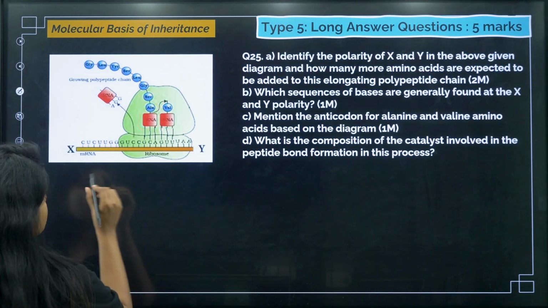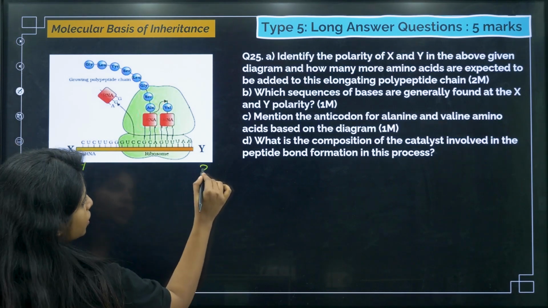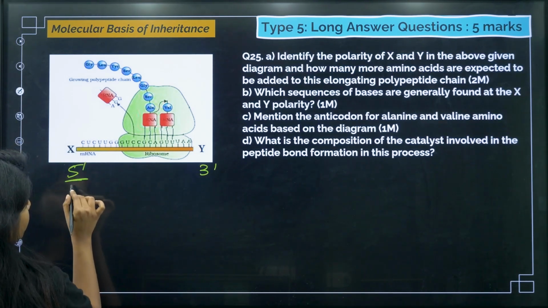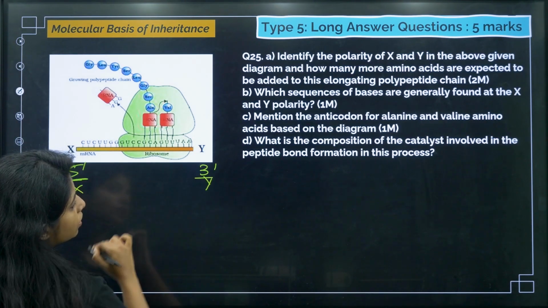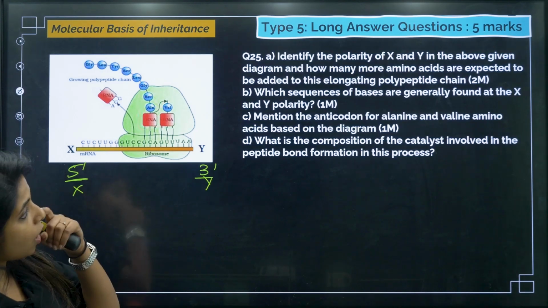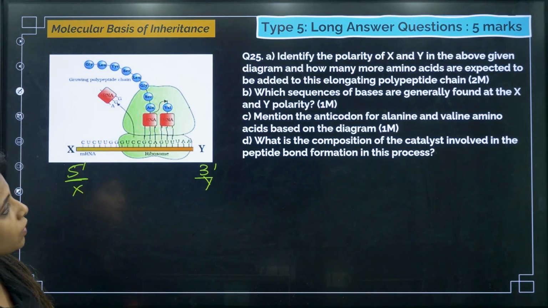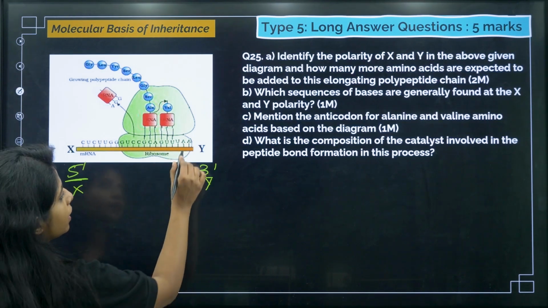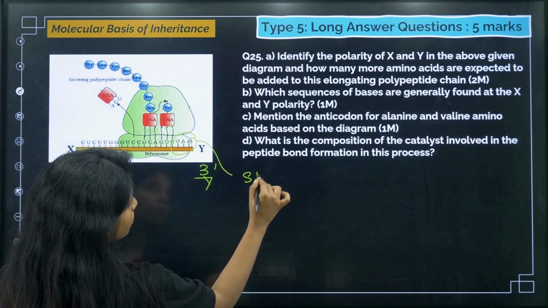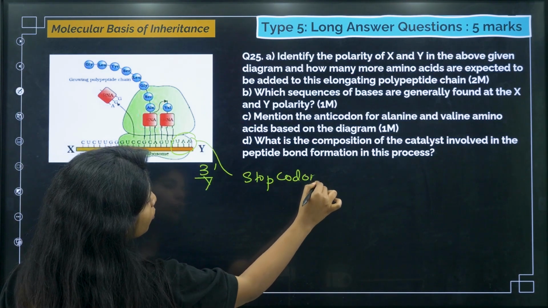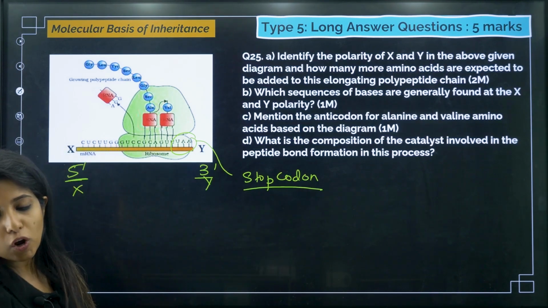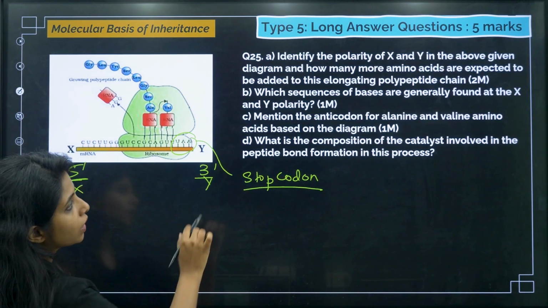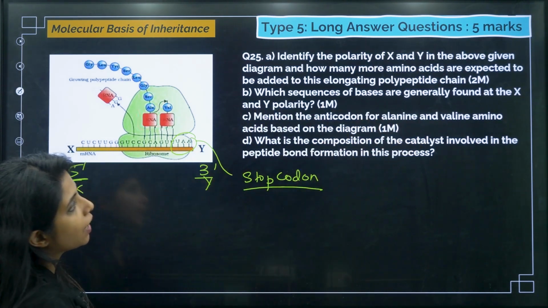So this chain should be in 5' to 3' direction. This mRNA, X is 5' and Y is 3', children. And how many more amino acids are expected to be added to this elongated chain? You see there's UAA, and UAA stands for what, children? Stop codon. Can I expect more amino acids to be added? No, stop codon does not have amino acids. So I cannot expect any amino acids to be added there.